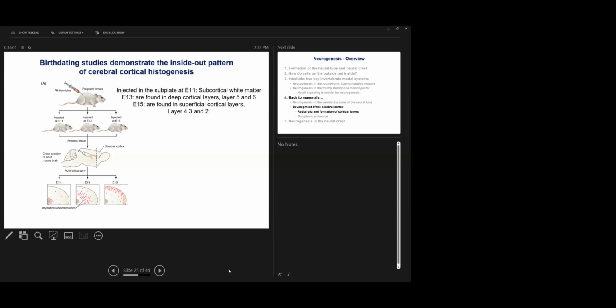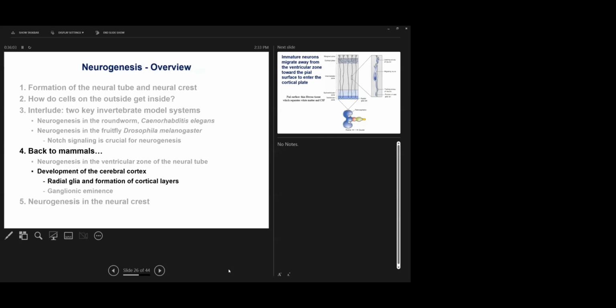Okay, so we'll move to the next one. How neurogenesis happens at the ventricular zone of the neural tube. As I mentioned in the earlier slide, the neuronal progenitors present on the ventricular surface of the neural tube show inward and outward movement to generate different types of cells.